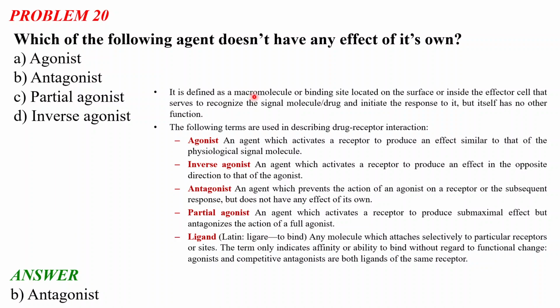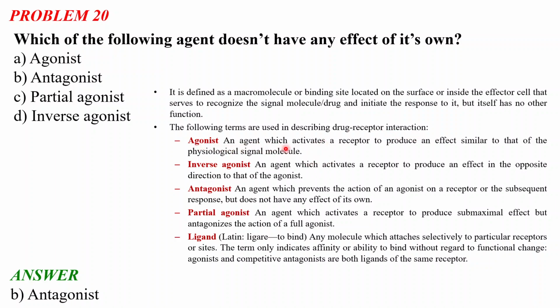So, for drug receptor interactions, there are a few terms which are used, like agonist. Agonist is an agent which activates a receptor to produce an effect similar to that of the physiological signal molecule. All these things are related with the drug receptors. What is a drug receptor? It is a macromolecule or a binding site located on the surface or inside the effector cell that serves to recognize the signal molecule of a drug and initiate the response to it, but it does not have a function of its own.